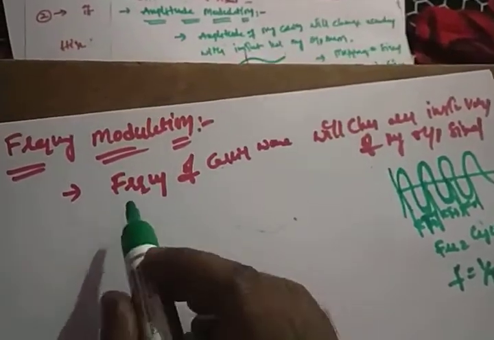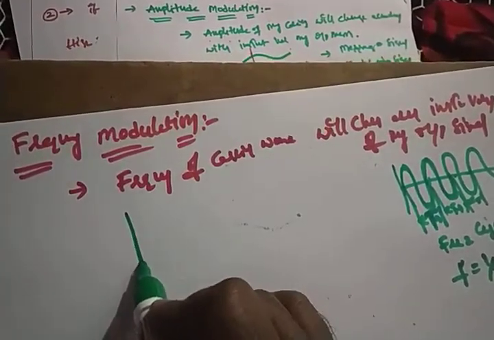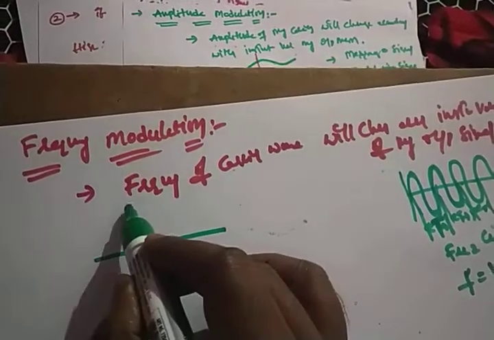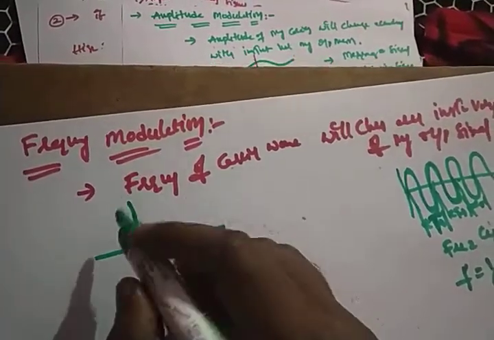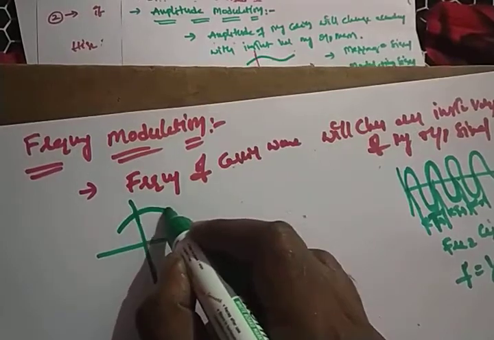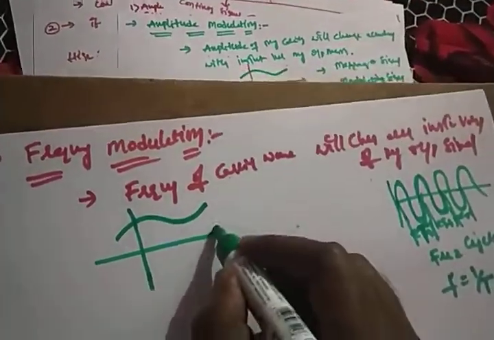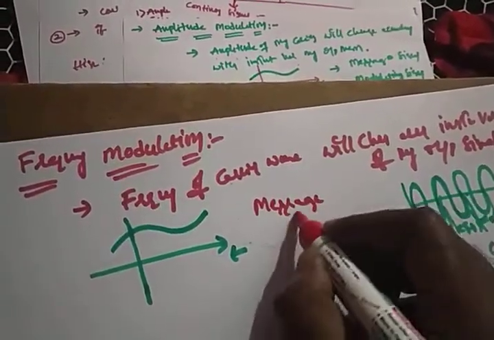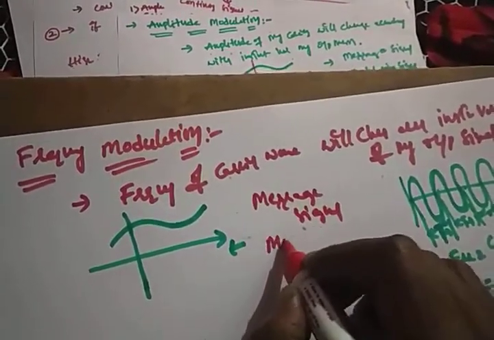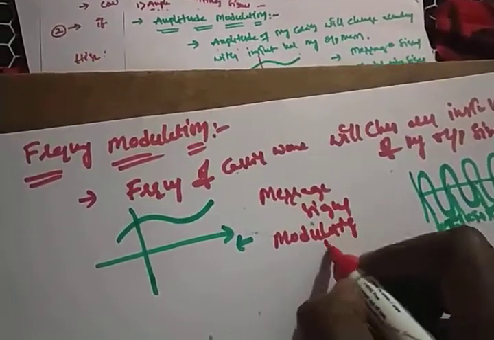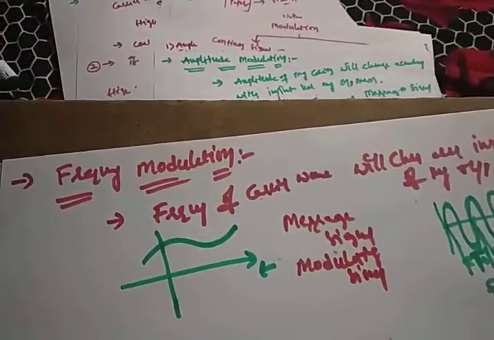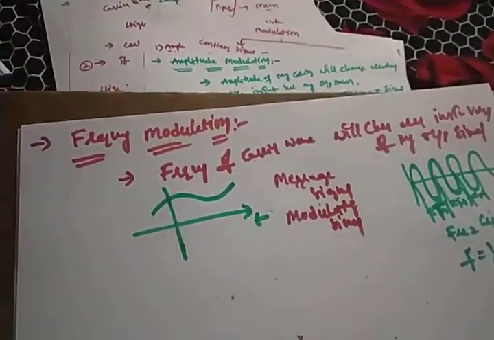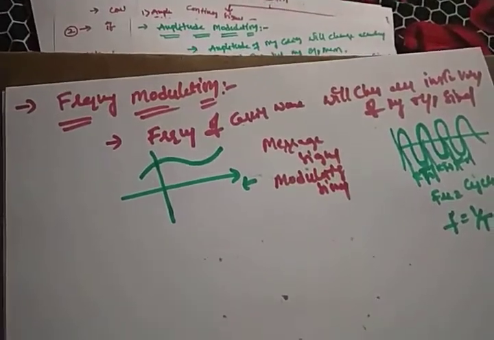Now we'll see. I have a message signal. Similarly, I'm taking the last example also. I have a message signal. Right? So this is time t. This we can call a message signal or modulating signal. Right? Now, for a modulation, we require a carrier wave. That is nothing but a high frequency wave. We require a high frequency wave.